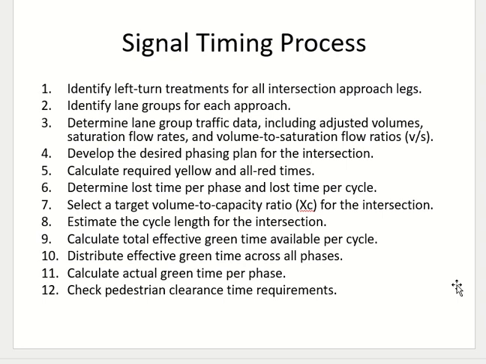Calculate yellow and all red time. There is a minimum value for them which can be calculated. Then we have to find out the lost time for every phase and the lost time for every cycle. Lost time for every phase and lost time for the whole cycle.